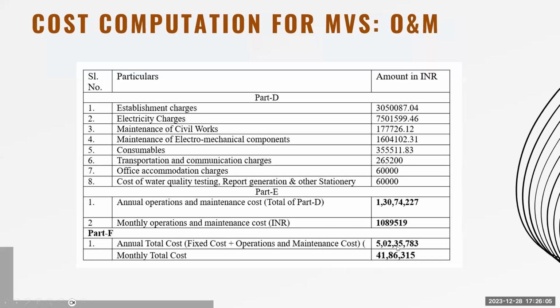The annual total cost is 5 crore 2 lakhs 35,783. And one can also get the monthly cost, which is 41 lakhs 86,315.